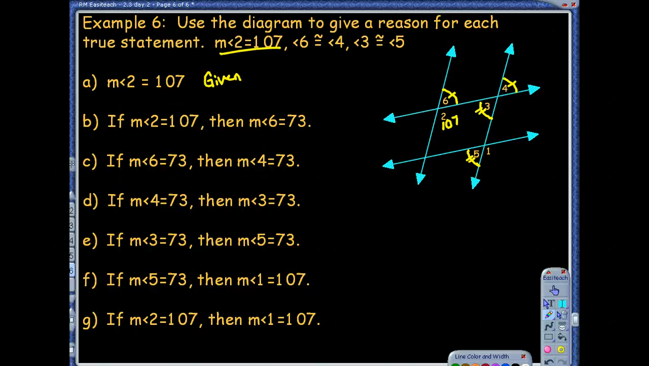Well, because you have to be given something. You have to know something to start. Yeah, okay, that makes sense. Okay. Now, the measure of angle 2 is 107.